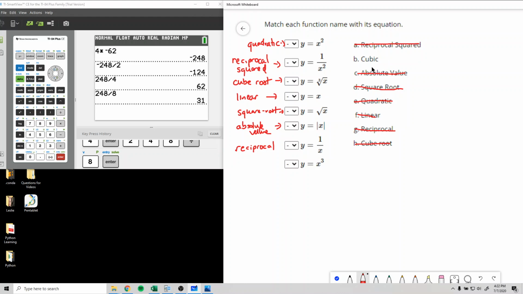And the next one here, 1 over x, we already talked about when x is the denominator, it's the reciprocal. And since there's no power on x, it is just the reciprocal. And by process of elimination, the last one is cubic, x cubed, kind of in the name. Since there's not a root, it's cubic and not cube root. But once again, you don't have to memorize these. But especially when we go through this class, you'll see quadratic, linear, square root, absolute value quite a bit.